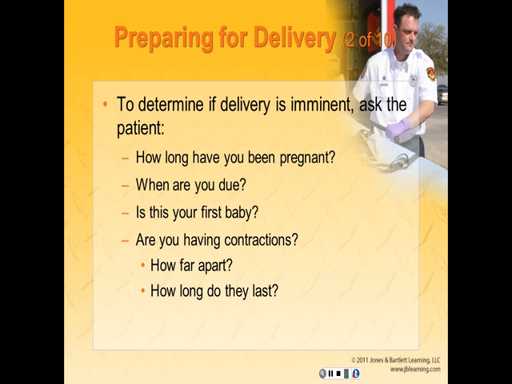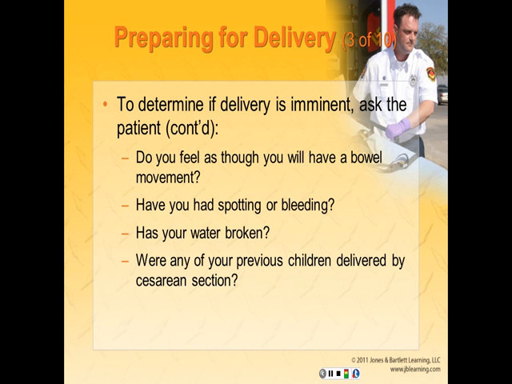How long have you been pregnant? When are you due? Is this your first baby? Are you having contractions? If so, how far apart are they and how long do they last? Do you feel as though you will have a bowel movement? Have you had any spotting or bleeding? Has your water broken? Were any of your previous children delivered by C-section?